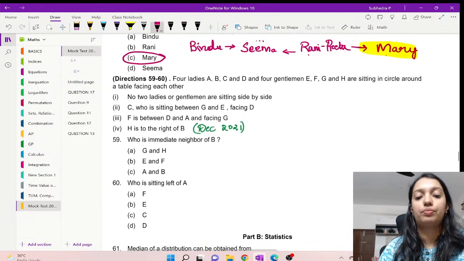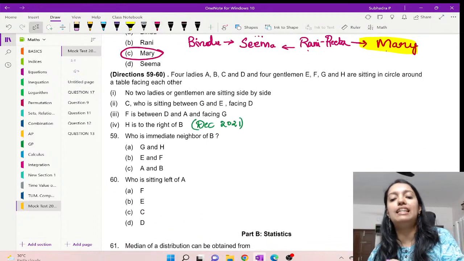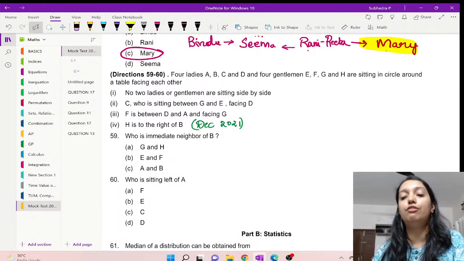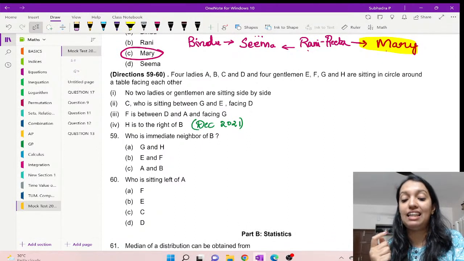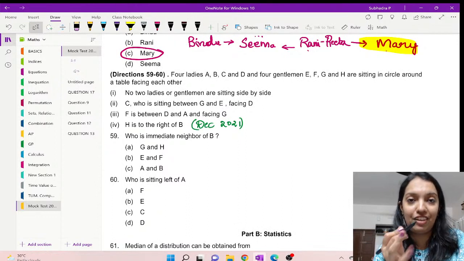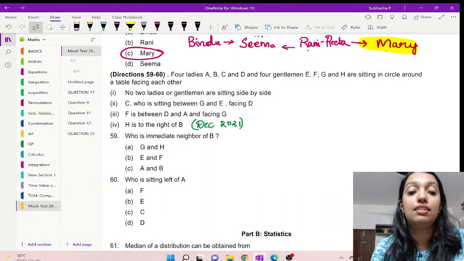59th question. 4 ladies A, B, C, D and 4 gentlemen E, F, G, H are sitting in a circle around a table facing each other. Arey Baba, they are facing each other. That means they are facing inside, to the center of the circle.